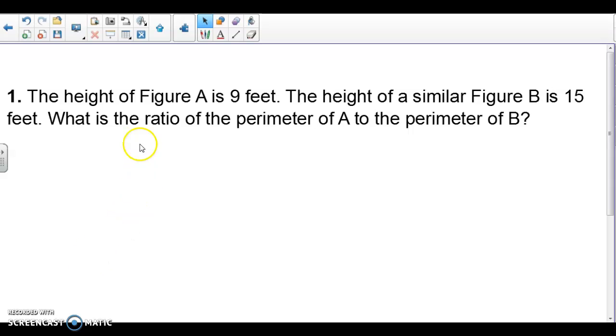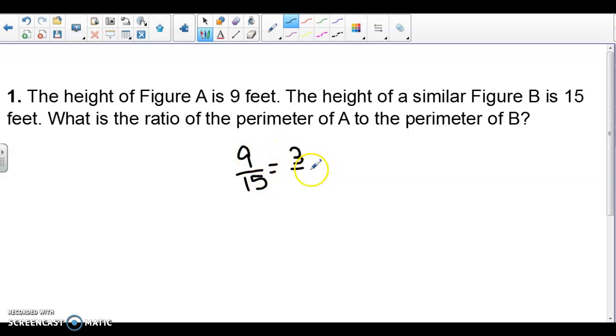Alright, so if we're trying to find the ratio of the perimeter of A to the perimeter of B, we just have to write the corresponding side lengths in that order. So it's A to B. A would be the numerator and B would be the denominator. So it would be 9 to 15, which we can simplify. 9 and 15 have a common factor. That common factor is 3, the greatest common factor. So 3 goes into 9 3 times, 3 goes into 15 5 times, so you get 3 over 5. So that's the ratio of the perimeter of figure A to the perimeter of B.